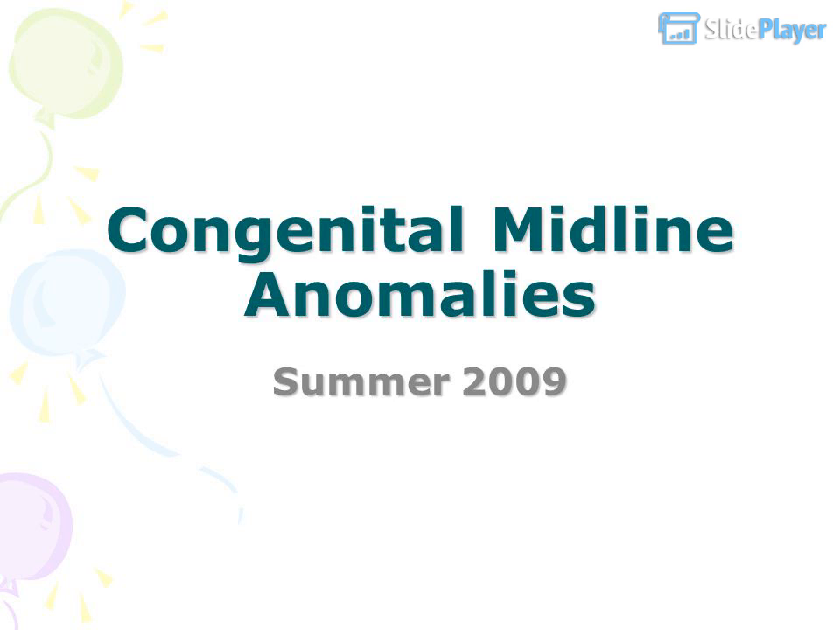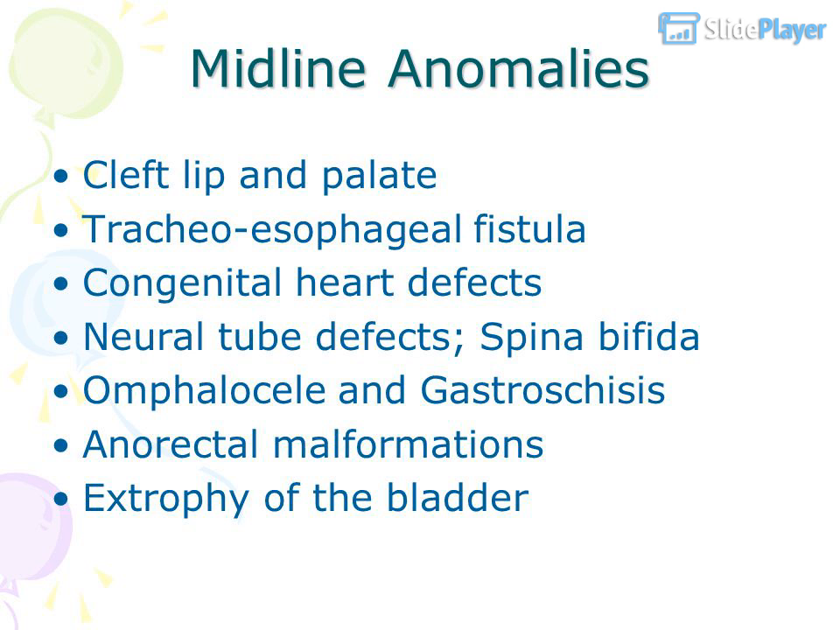Congenital midline anomalies. Summer 2009. All of these anomalies occur prior to the 4th to 10th week of embryonic development. Many occur together. If you see one, look for another. Midline anomalies: cleft lip and palate, tracheoesophageal fistula.